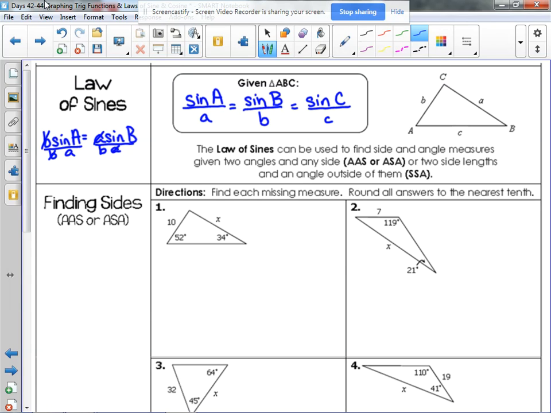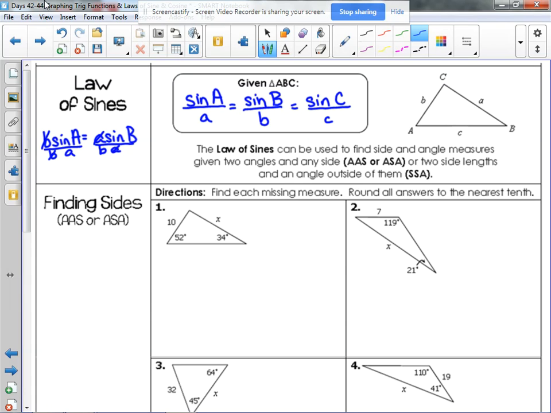Now, we don't actually have equations that have two equal signs in them, okay? What this does is you pick out which two you need based on the information that you're given. You'll see here when we actually do an example. So this can be used to find side and angle measures if we are given any two angles and any side, or two side lengths and an angle outside of them.